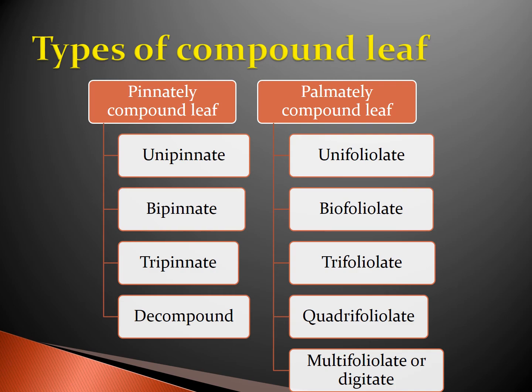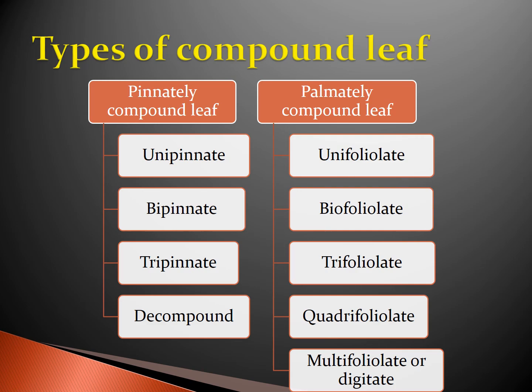Then palmately compound leaf. First one is unifoliate. Unifoliate is nothing but when a single leaflet is articulated to the petiole, it is said to be unifoliate. For example, citrus leaf. Do you see the citrus leaf? Simply one leaflet. That is a unifoliate. Bifoliate means two leaflets are there. When there are two leaflets articulated to the petiole, it is said to be bifoliate.